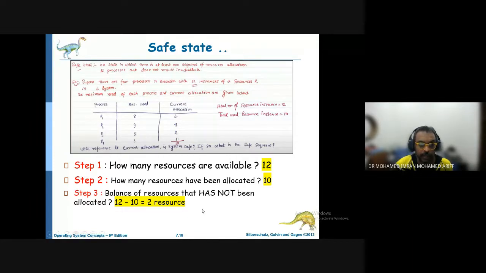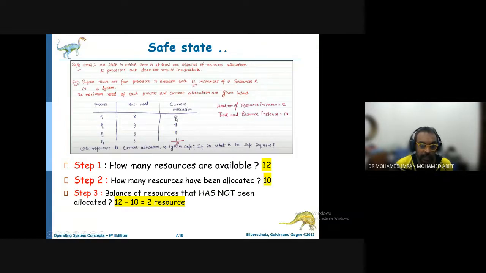Okay, I like talking to myself. All right, so how many resources are available? 12. Okay, that is quite easy, already given. Step number 2, how many resources have been allocated? 10. So, this one here.